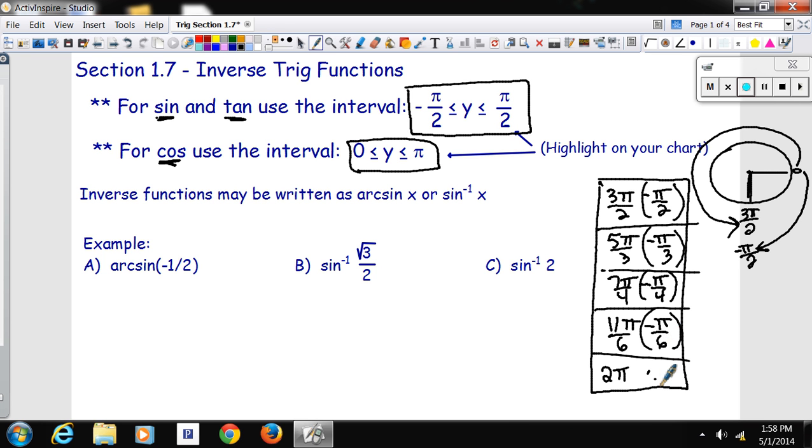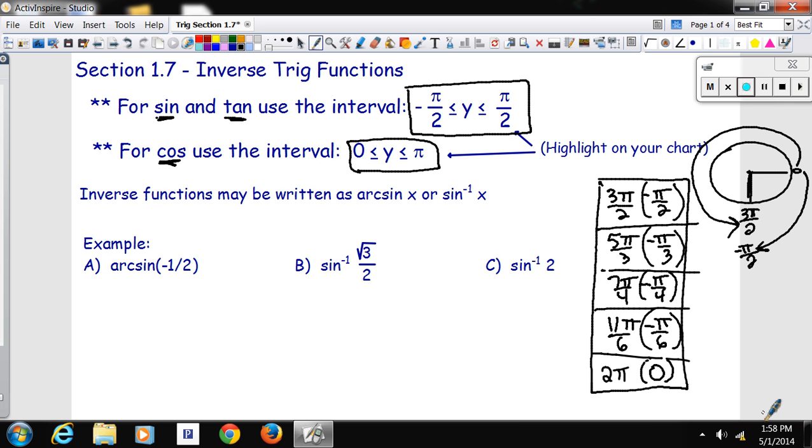And 2 pi is the same as 0 radians. So 0 and 2 pi are the same. That's a 0, yeah. Okay, sorry, I messed it up a little. Let's fix it so it looks better. All right, so 2 pi would be 0.